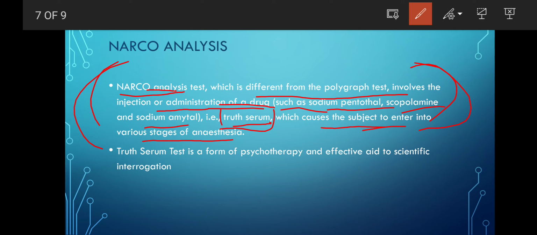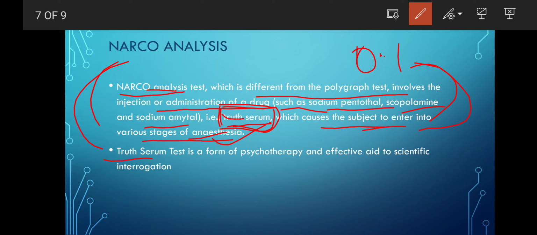This truth serum is given and the person becomes anesthetic, meaning he is not in his conscious mind. At this time his subconscious mind will be activated, and it is believed that the person starts speaking the truth. But this anesthetic dose is very crucial, because if the dose goes higher than 0.1% of what is given, then the person might even go into a coma, or it can lead to death.